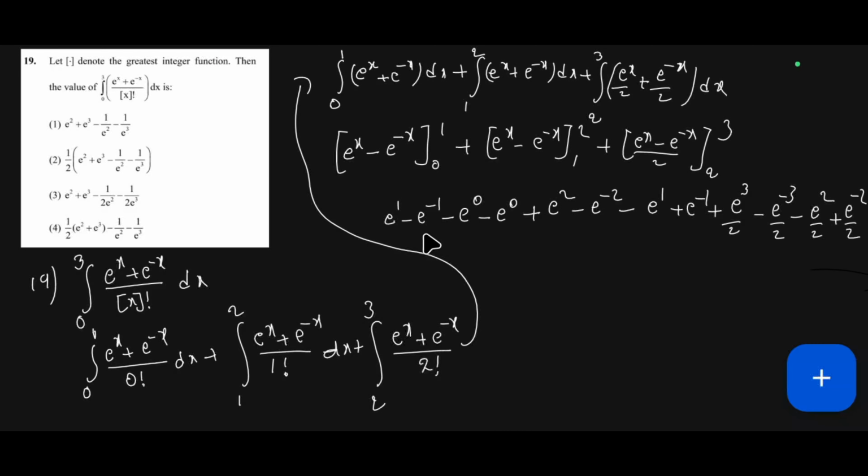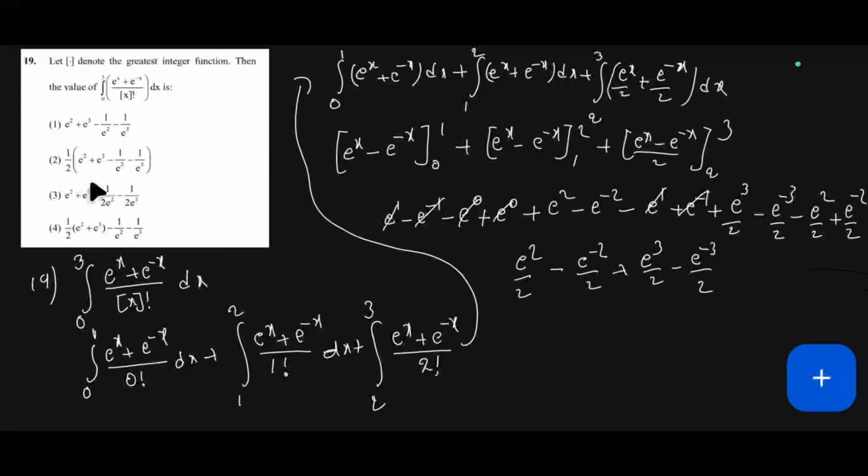Look, e^1 and minus e^1 cancel, e^(-1) and e^(-1) cancel, and e^0 terms cancel. Next, e^2 minus e^2 by 2, the answer is e^2 by 2. Next, minus e^(-2) plus e^(-2) by 2 gives minus e^(-2) by 2, plus e^3 by 2 minus e^(-3) by 2.